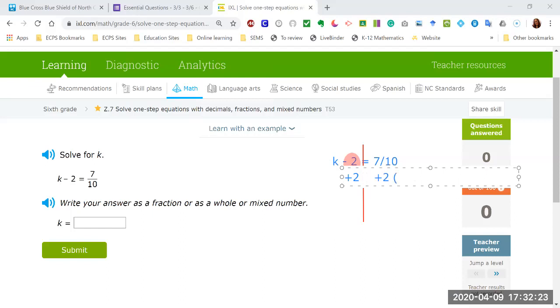If I were to write 2 as a fraction with a denominator of 10, if I divide 20 by 10, that's 2. So really I'm adding 20/10 to 7/10 here. All right, so that leaves k by itself, which is what we need to have. If I add 7/10 and 20/10, I get 27/10. So my answer here would be 27/10.